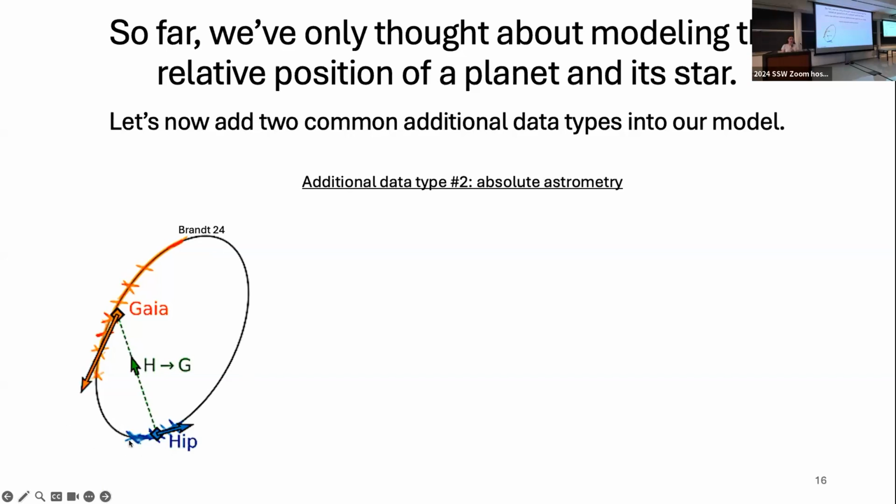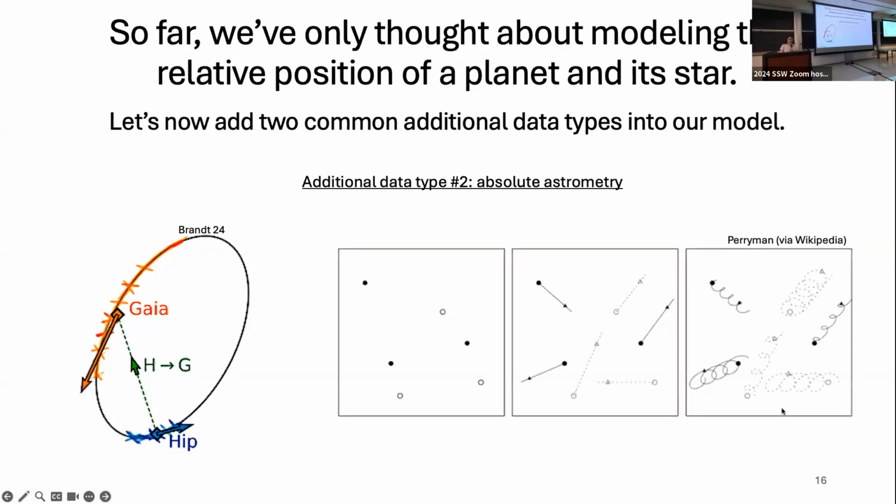If you have a couple of measurements of a star's position relative to the barycenter over the Hipparcos baseline, and then a couple more measurements over the Gaia baseline, you get sort of three proper motion vectors, one that represents the star's motion over the Hipparcos baseline, one that represents it over the Gaia baseline, and one that connects them together. And so these absolute astrometric measurements you can also incorporate into your model.